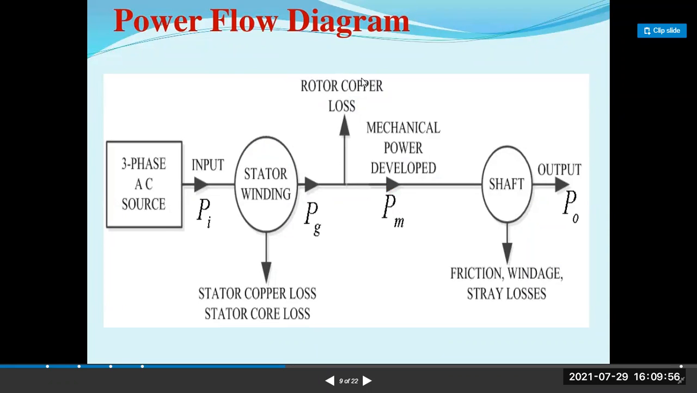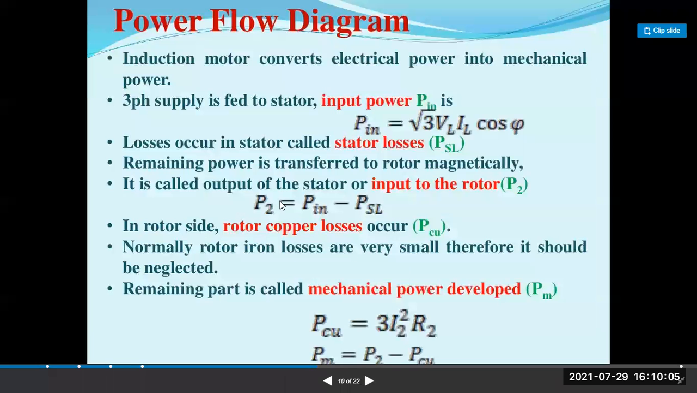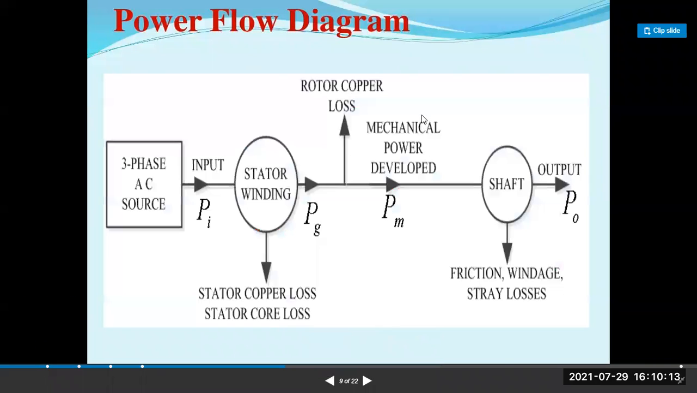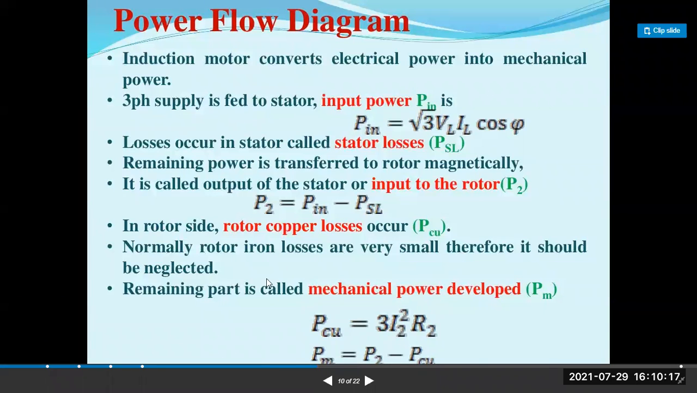Now, the rotor part will have loss, that is copper loss, as the iron loss is very small, so that will be neglected. Only losses will be copper loss. So here, you subtract the rotor copper loss from P2, and you will get your output mechanical power. This is your mechanical power developed, that is your PM. So the remaining part is called mechanical power developed.